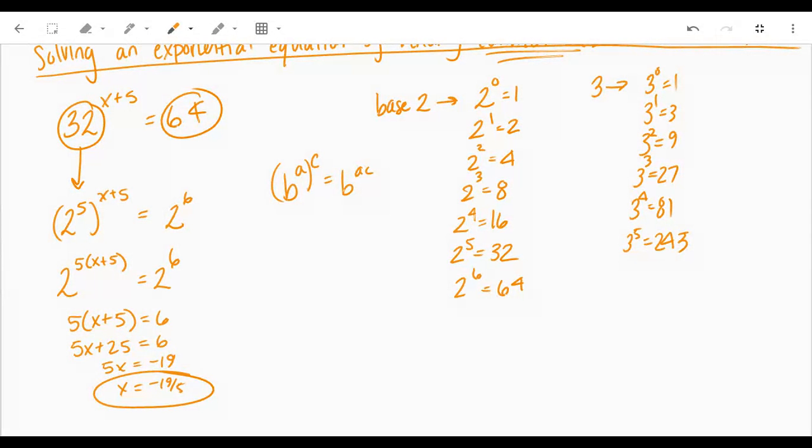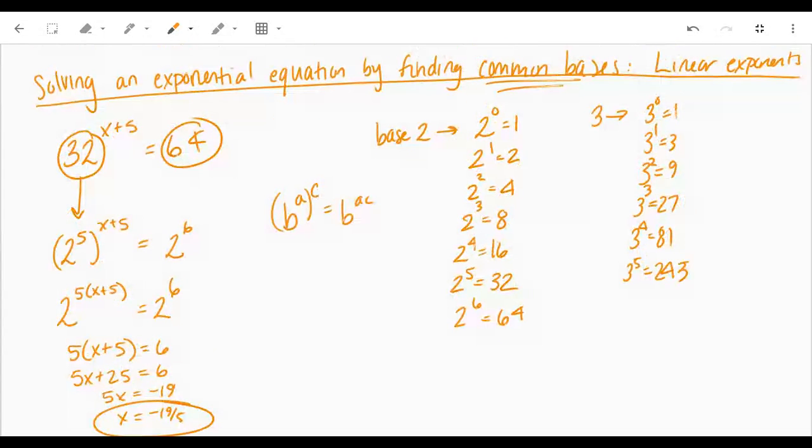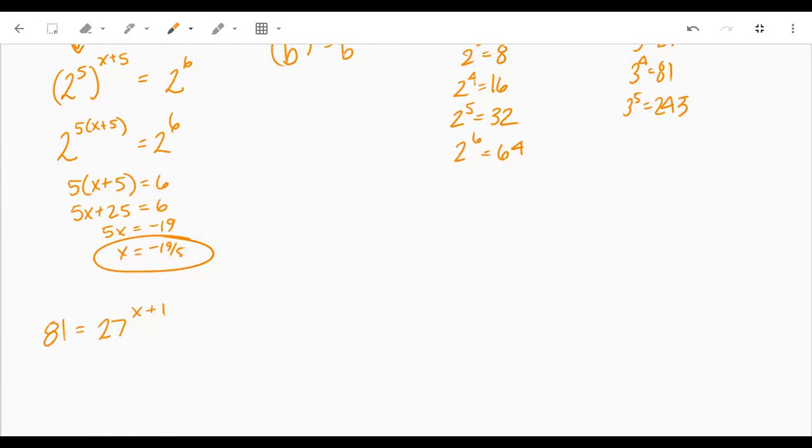Let's see if there's any that are bases other than 2. Here we go. Okay, so another one, 81 equals 27 to the x plus 1. Okay, so we showed over here that 81 and 27 are both powers of 3. So 3 to the 4th for 81, 3 cubed for 27.